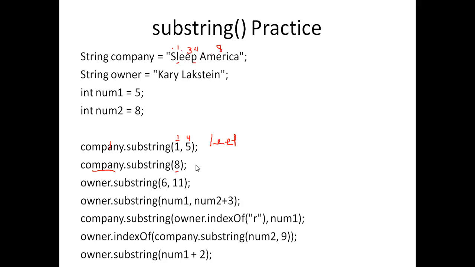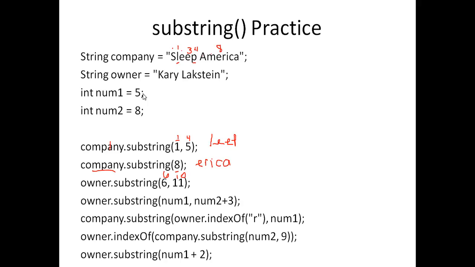So it's E, which is in the 8th position, and then it's the rest of the way. So Erica. The next one, you were looking for the first position of 6, and the second position is 1 less than this. So the last position is 10.